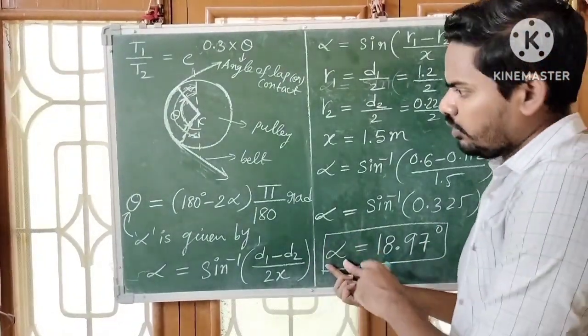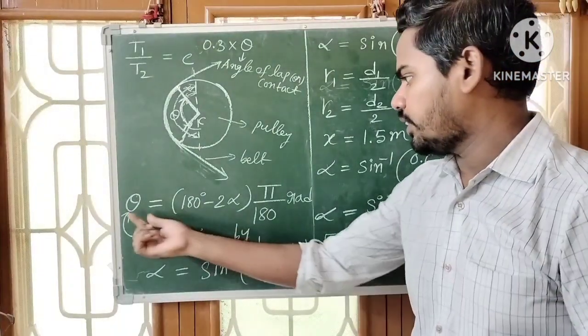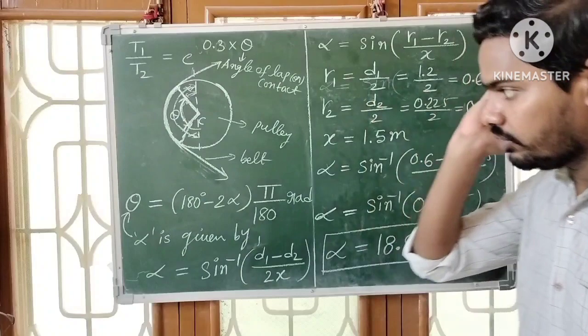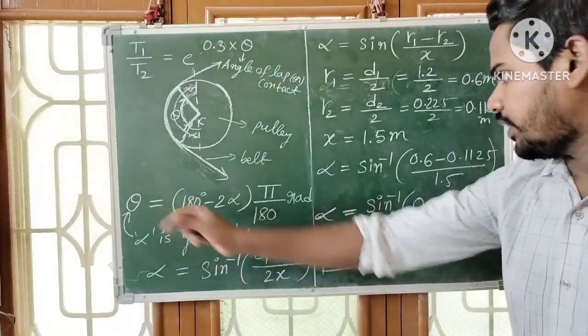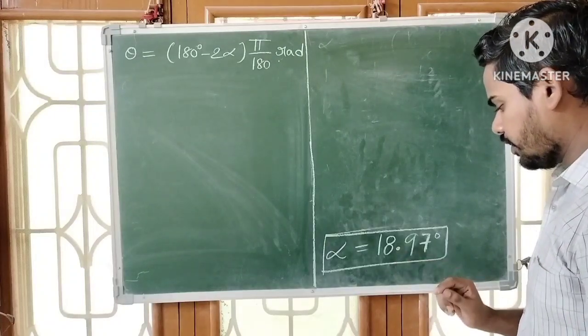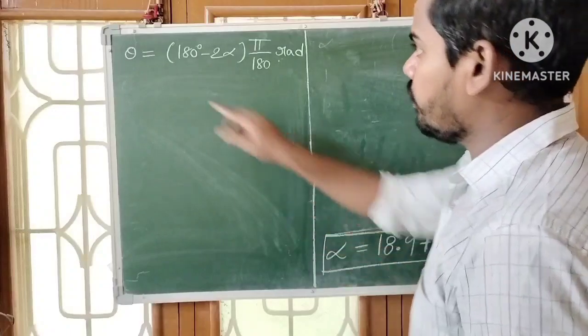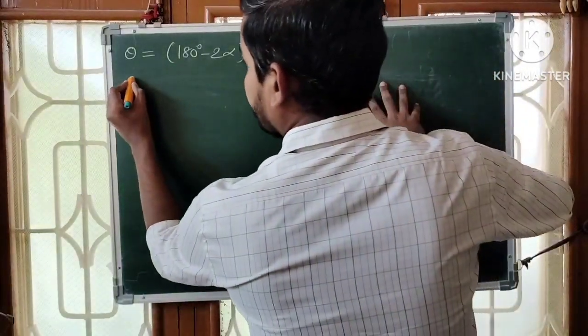Now just plug in alpha is equal to 18.97 in the theta formula. We have got alpha is equal to 18.97 degrees. Let us plug in this alpha value in the theta formula. You will get theta, angle of contact.